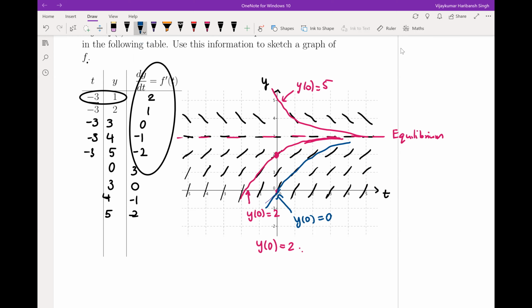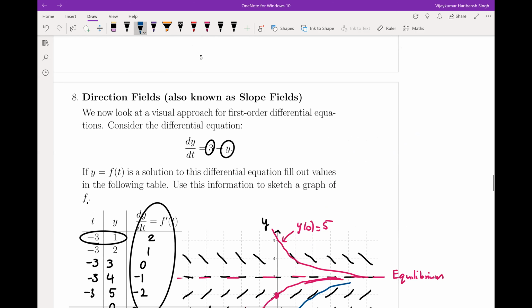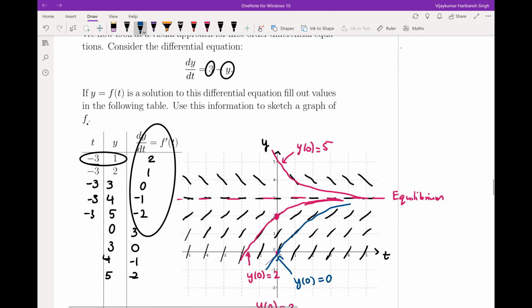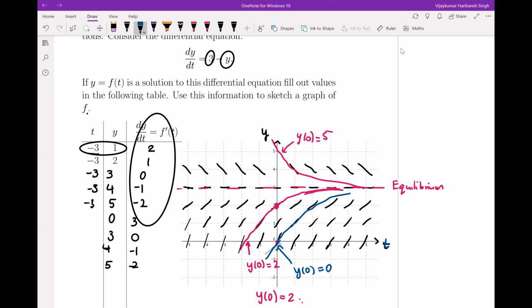So this is how you get the solution to the differential equation, by drawing this, which is called the direction field, or also called the slope field. So again, what are you drawing? You're drawing t versus y, and at every point t and y, say at t equals minus 3 and y equals 1, you draw a line segment of slope 2.